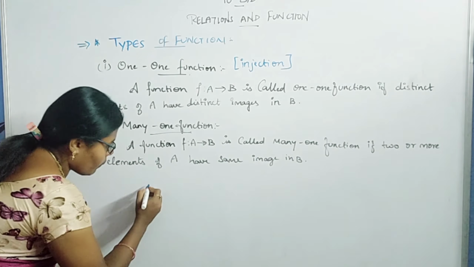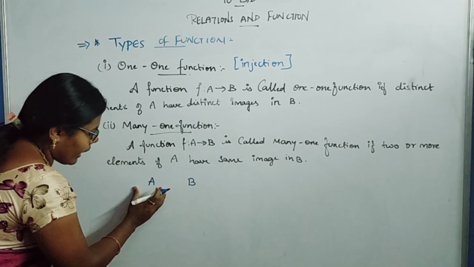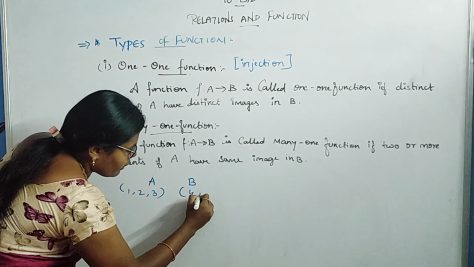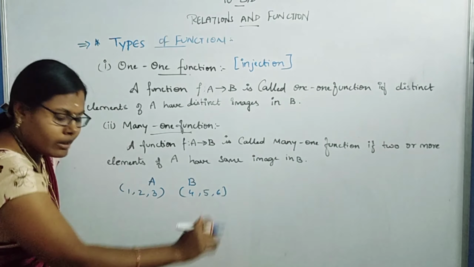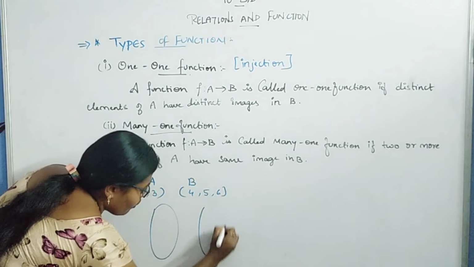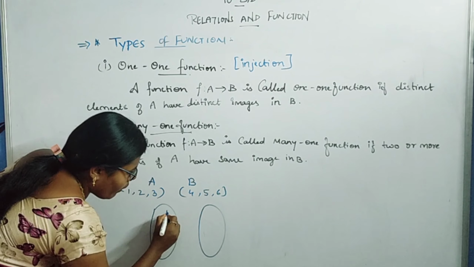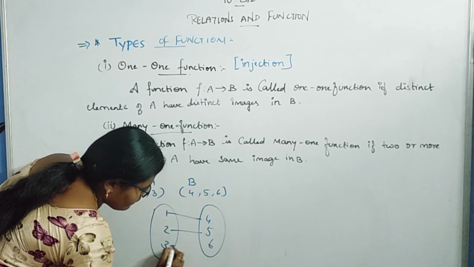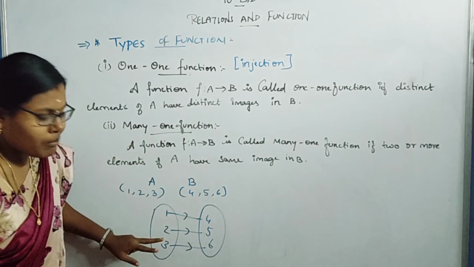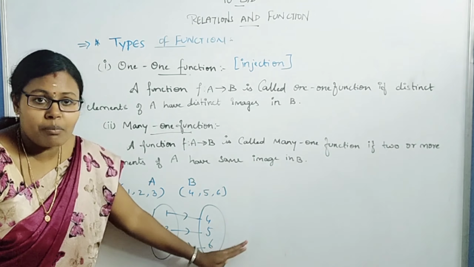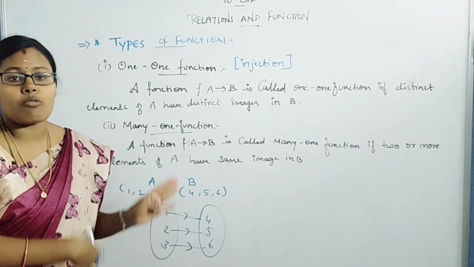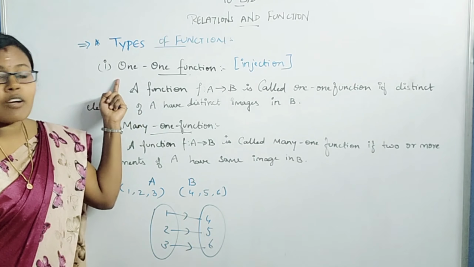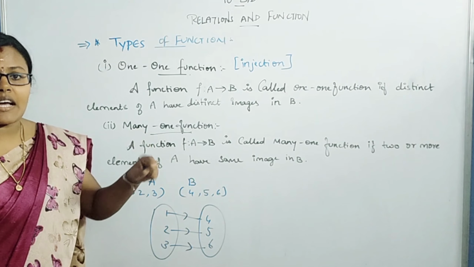Very simple. See, this is A and this is B. A's elements are 1, 2, 3 and B's elements are 4, 5, 6. So direct mapping, that's it. So 1 gives 4, then 2 gives 5 and 3 gives 6. Which means all the elements in A will have their respective unique images in B. So direct images. This is called a one-one function. Each element has its own image.